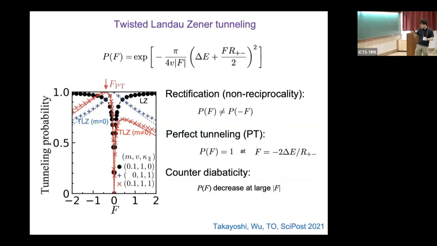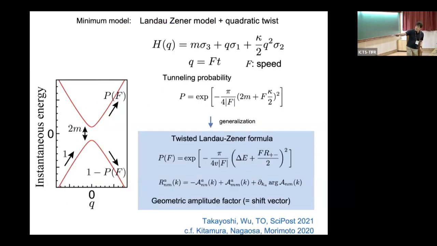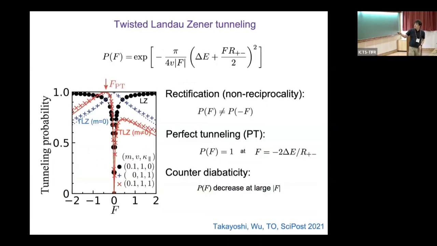Good. Actually, this is also important. So let's look at this formula. What do we see? One part is that I have F here. Here I have the absolute value of F. Now this is F itself, so the sign of F will matter. Whether I have positive or negative F, my tunneling is different. If I tunnel from left to right or right to left, the tunneling amplitude is different. This is known as rectification or non-reciprocality.